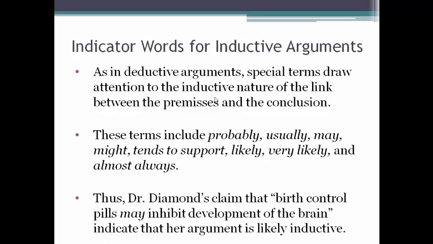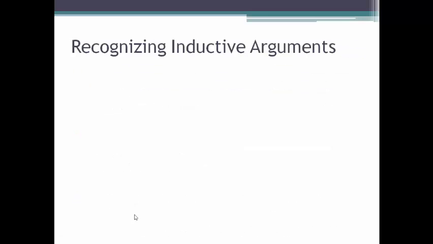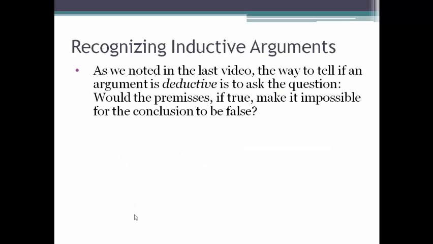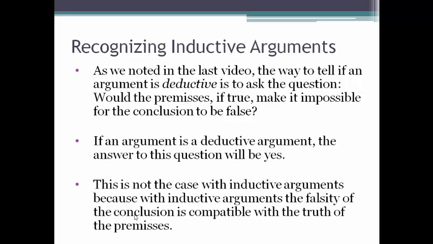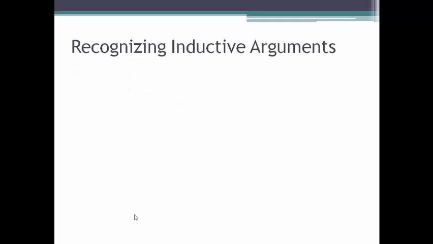Thus, Dr. Diamond's claim that birth control pills may inhibit development of the brain indicates that her argument is likely inductive and not deductive. As we noted in the last video, the way to tell if an argument is deductive is to ask the question, would the premises, if true, make it impossible for the conclusion to be false? If an argument is a deductive argument, the answer to this question will be yes. If the premises are true, the conclusion can't possibly be false. This, of course, is not the case with inductive arguments, because with inductive arguments, the falsity of the conclusion is compatible with the truth of the premises.